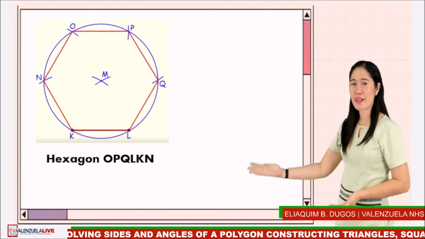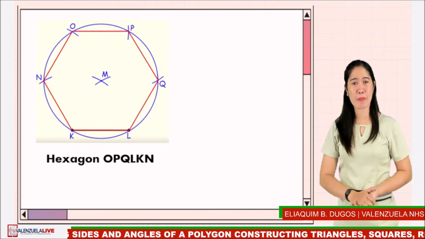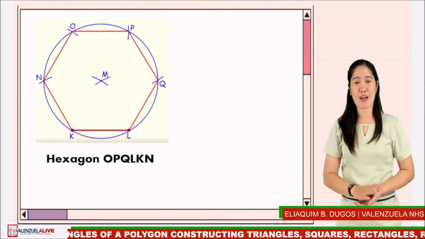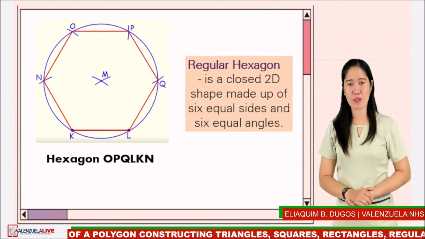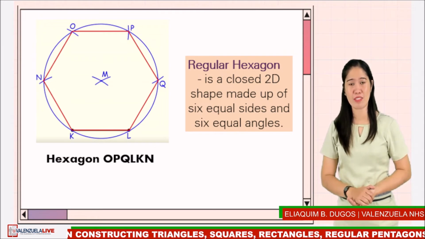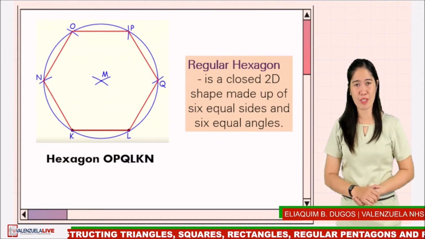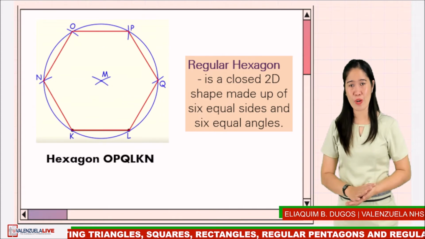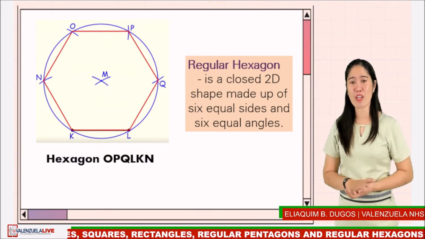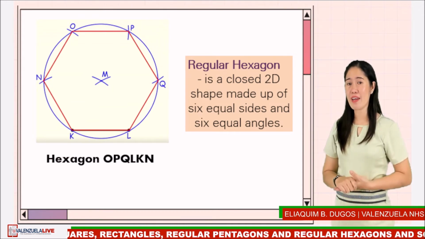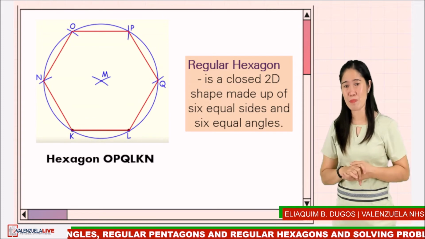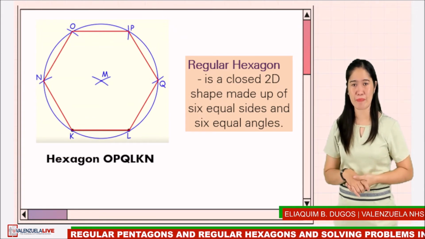Here's now our hexagon. O, P, Q, L, K, N. A regular hexagon is a closed 2D shape made up of 6 equal sides and 6 equal angles. We've completed our triangle, square, rectangle, regular pentagon, and regular hexagon construction. We'll do our activity first before moving on to the next topic.